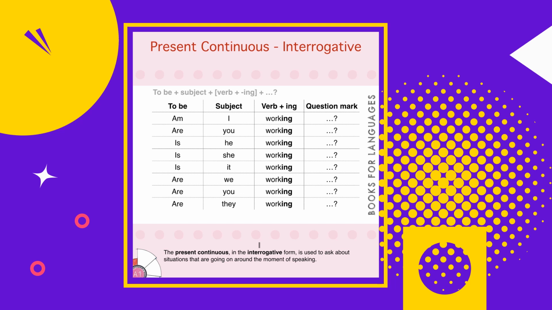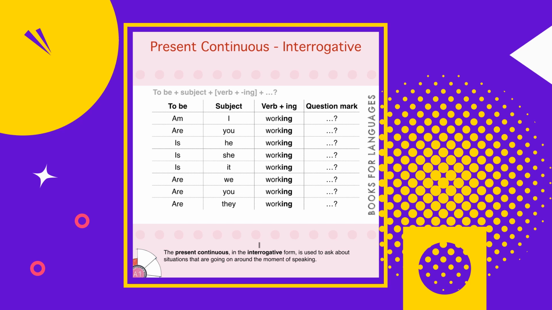Question mark. I hope, students, that you haven't forgotten that the answer to all these questions is two ways, either yes or no. So what we understood from this slide? We understood that the present continuous in the interrogative form is used to ask about the situations that are going on around the moment of speaking. Like, I am speaking to you. I am talking to you. I am telling you something. So this is still going on.